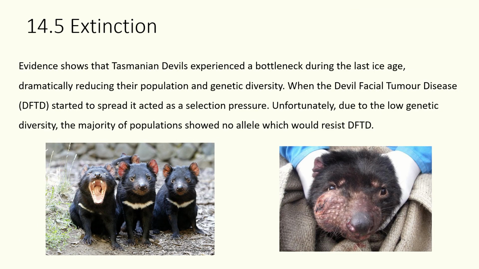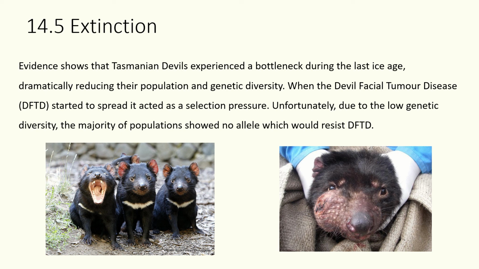A great example of this is the Tassie Devils. They experienced a bottleneck event about, I think it was 9,000 years ago during the last ice age. That killed off a lot of the Tassie Devils, so only the toughest survived. They were the ones that could survive the cold, could survive whatever the conditions were at the time. After the ice age was over, we had a smaller population of Tassie Devils, but they were strong, they were fit.